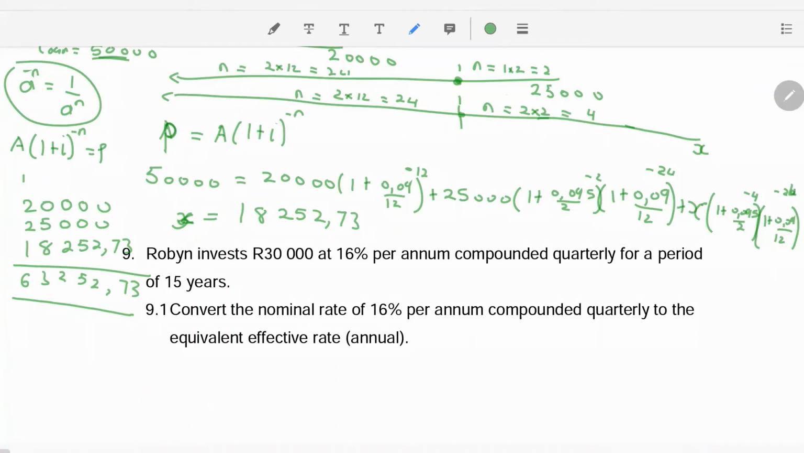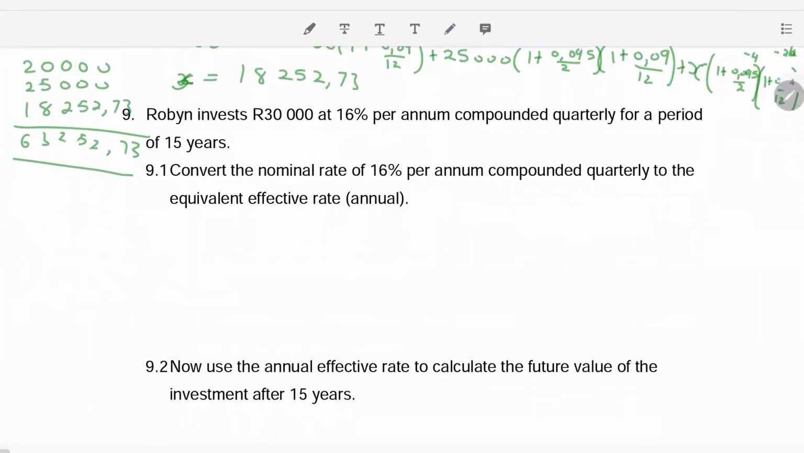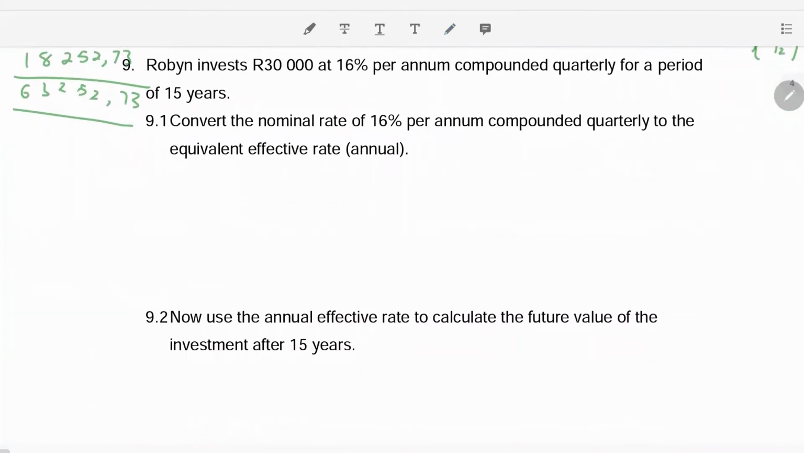Then question number 9, Robin invests 30,000 at 16% per annum compounded quarterly for a period of 15 years. Convert the nominal interest rate of 16% compounded quarterly to the equivalent effective annual rate.